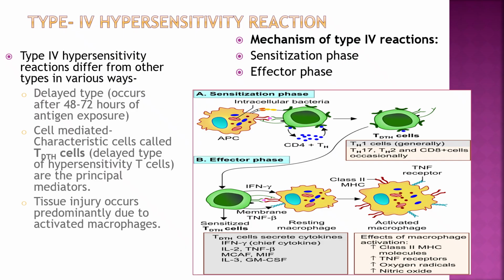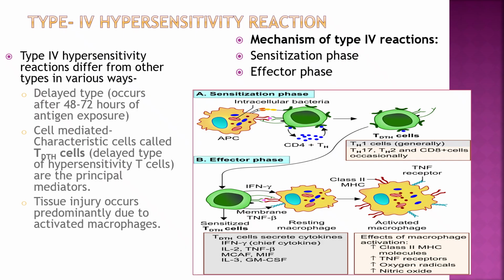Type 4 hypersensitivity reaction differs from other types. It is delayed type, occurring after 48 to 72 hours of antigen exposure. It is cell mediated. The characteristic cells are TDTH, delayed type hypersensitivity cells, which are the principal mediators, and tissue injury occurs predominantly due to activated macrophages.